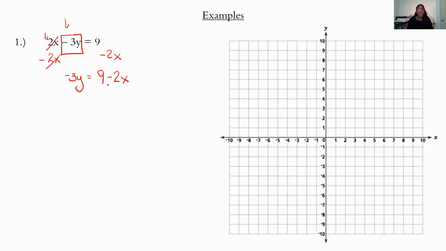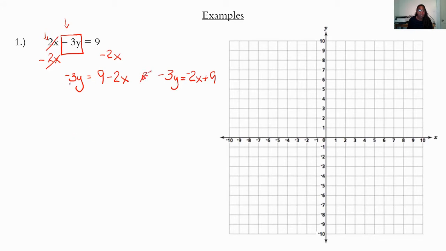So I can write it like this, or I can write the equation like this. The reason why I can do it like this, as long as my 2 is negative and my 9 is positive, I can write it either way. So I'm going to write the word or.